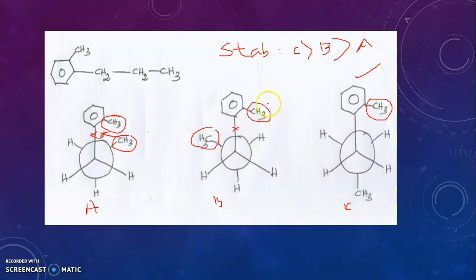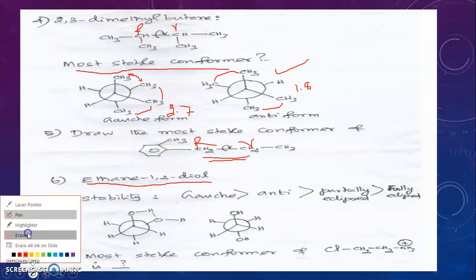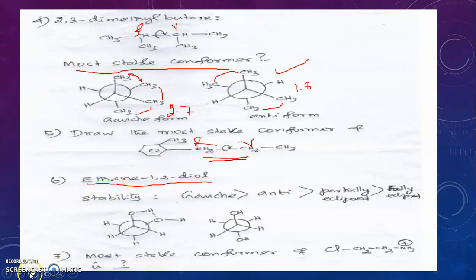Okay, are you clear? Then the next question. Now we'll consider ethane-1,2-diol. This is the stability order: gauche is more stable than anti, partially eclipsed, and fully eclipsed. Now the question is, why is gauche more stable than anti? What's the reason?